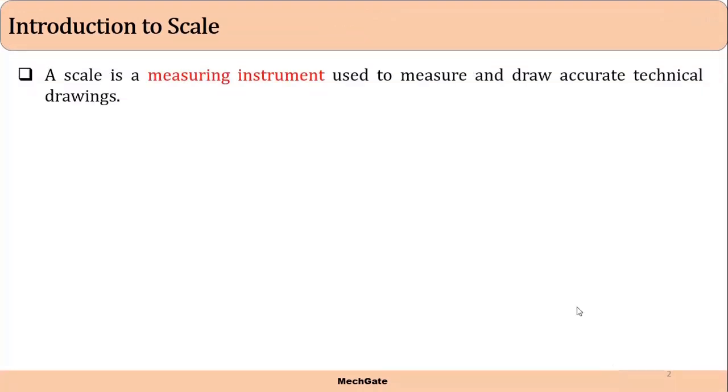A scale is a measuring instrument used to measure and draw accurate technical drawings. Using a scale we can draw a straight line, isn't it? What we are actually doing is comparing our measurement with the standard length. So a scale is ultimately a comparator, using which we can compare our length unit to the standard length.